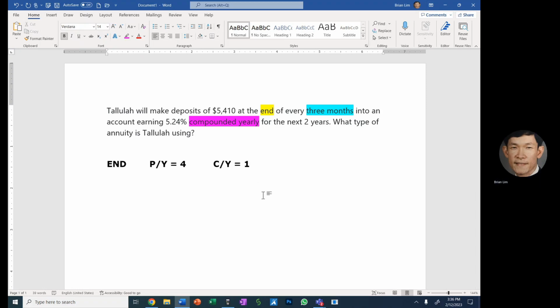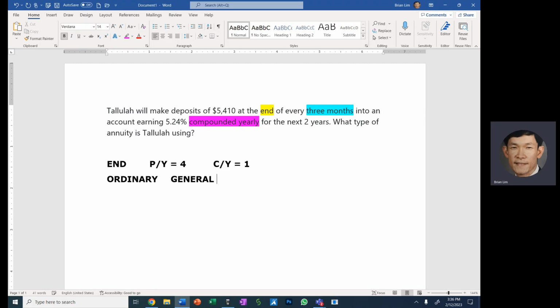So this would be an ordinary general annuity. Okay, because it's at the end, it's ordinary.